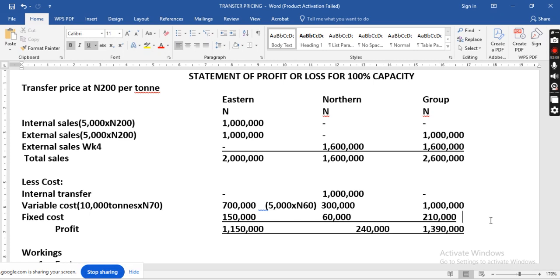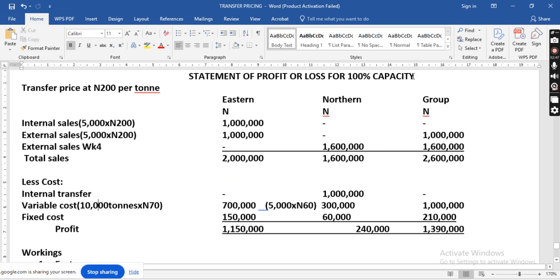Okay. This is the profit, right? Now, what is your observation? For the variable costs for Eastern, the tons, you use 10,000 tons instead of 5,000. You multiply the 70 naira. For the variable cost for Eastern Division, they sold 5,000 tons to the external market, not 10,000. But they produce 10,000 tons. Doesn't matter what they sell. It is what they produce that we are working with.